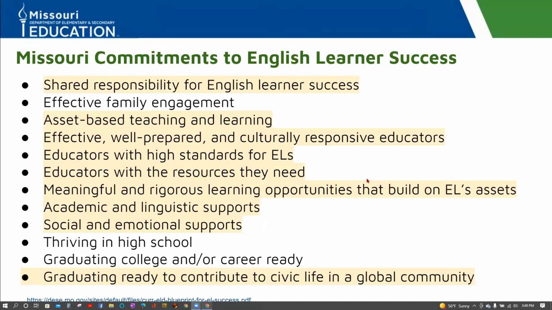Our Missouri commitments to English learner success from our blueprint found on the web page. The link is at the bottom. We're going to cover pretty much all of them today.